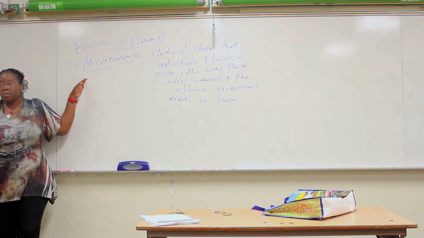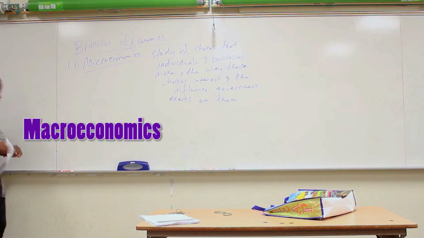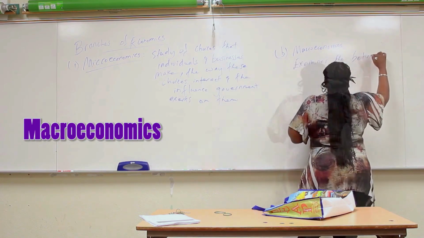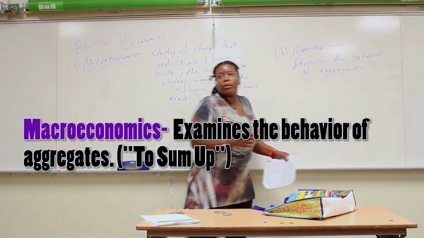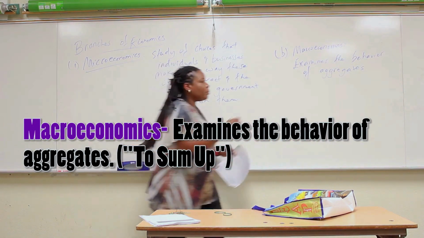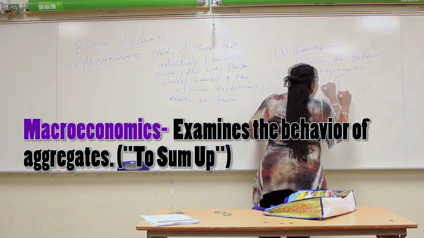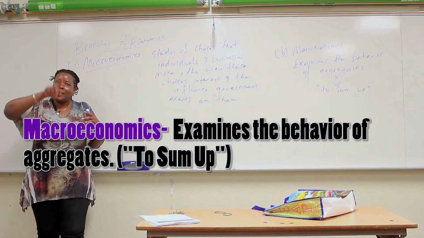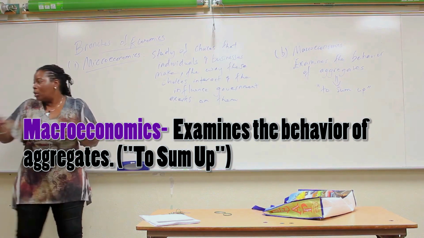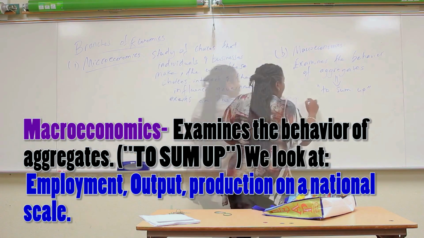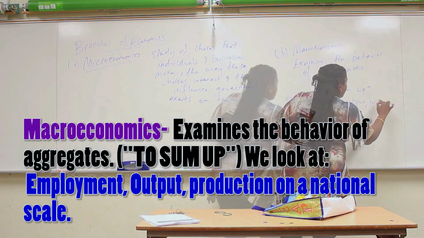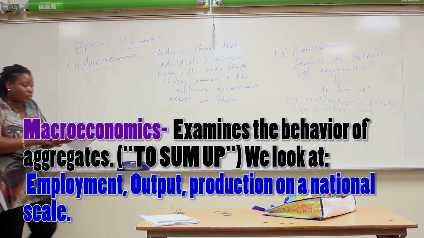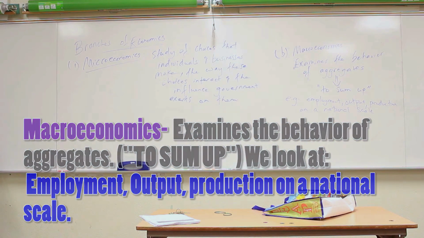You're doing microecon. Macro, which is Econ 2, is different. Macroeconomics examines the behavior of aggregates. What do I mean by aggregates? Aggregates means to sum up, put it all together. So in macro, we take all the small pieces, put them together, and study the entire big picture. We look at things like employment, output, and production on a national scale. Big picture view, that's macro. Study the small segments of society, that's micro.